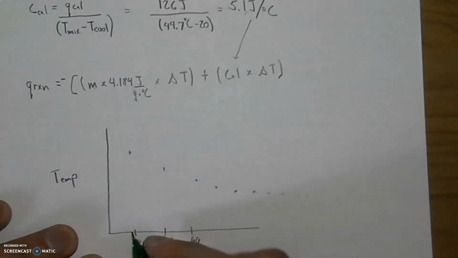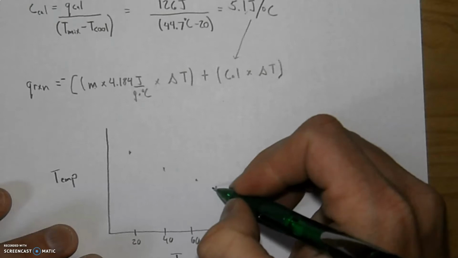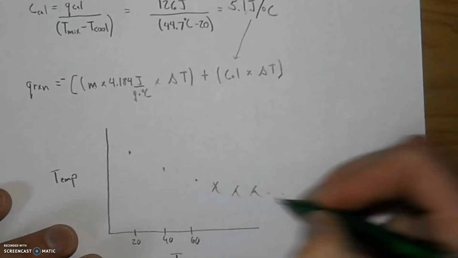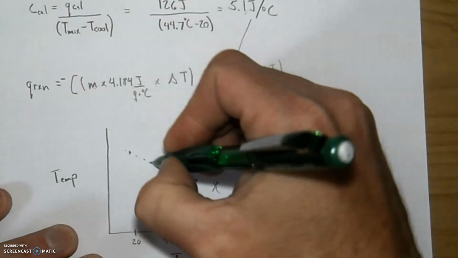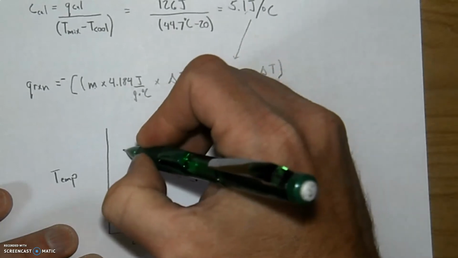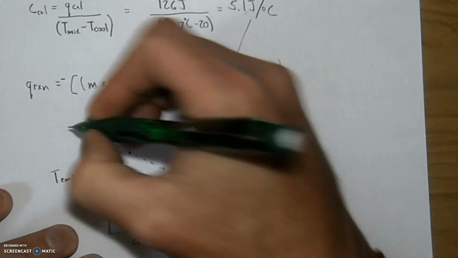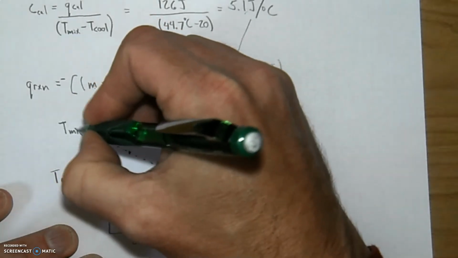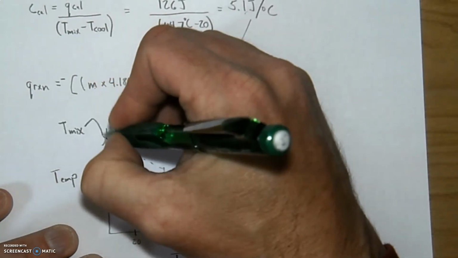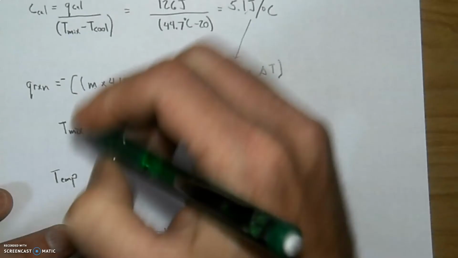We want to know what the highest temperature is. So we're going to ignore some of these values. But I see that these are somewhat linear. We would extrapolate back to here. And this, using a calculator function, is really what we're after. That's T mix. That's where that number comes from.